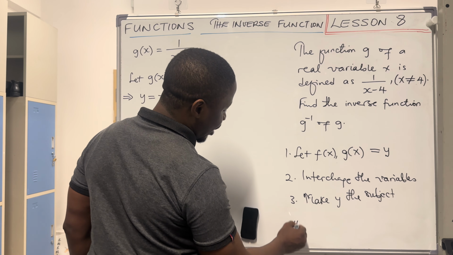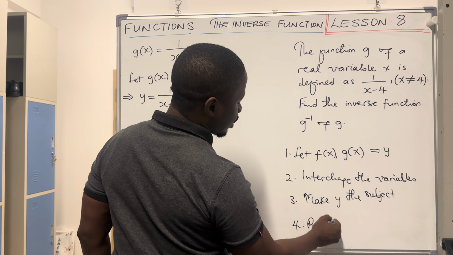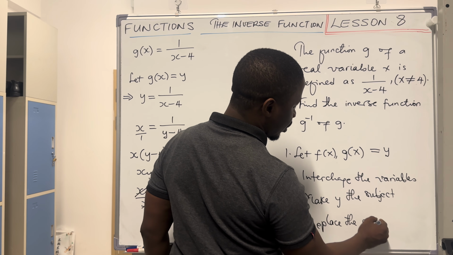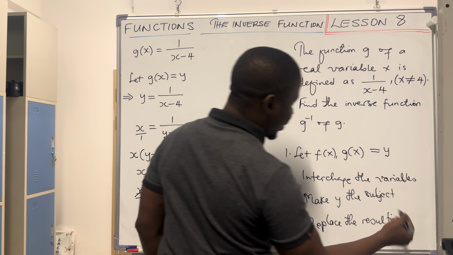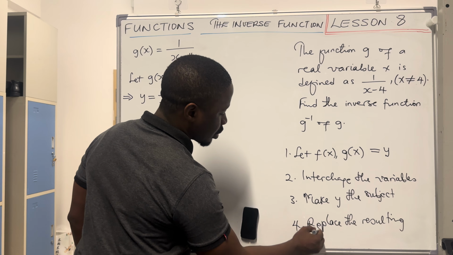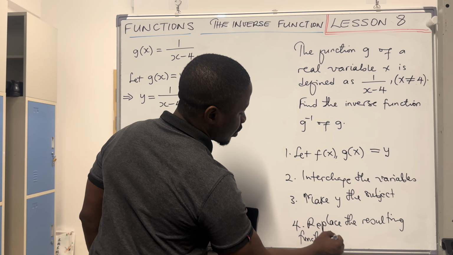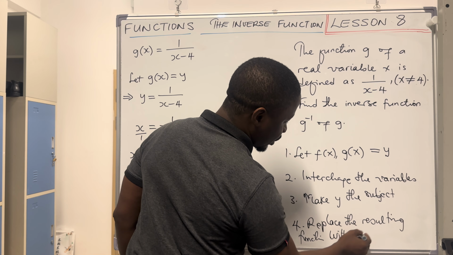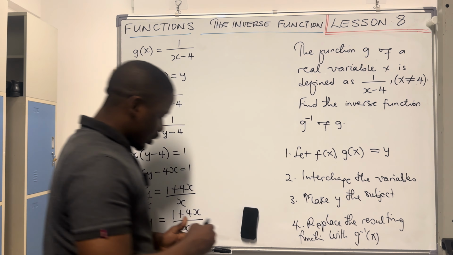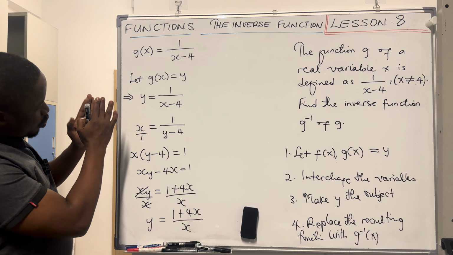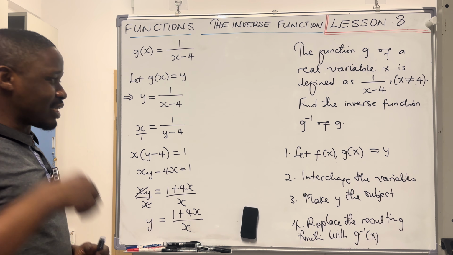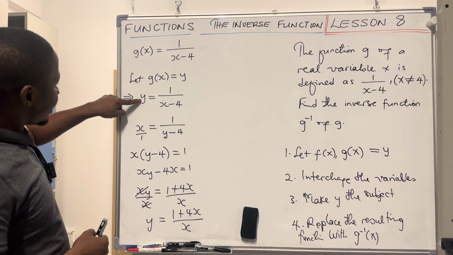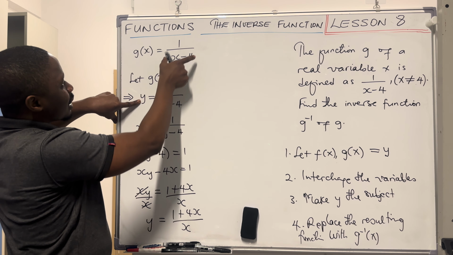So the next final one is replace the resulting function. Replace the resulting function with, if it is g or f, so with this one. So remember, if we look at the solution here, you will see two y's here. There is y, there is y. But this y is just equal to the given function.